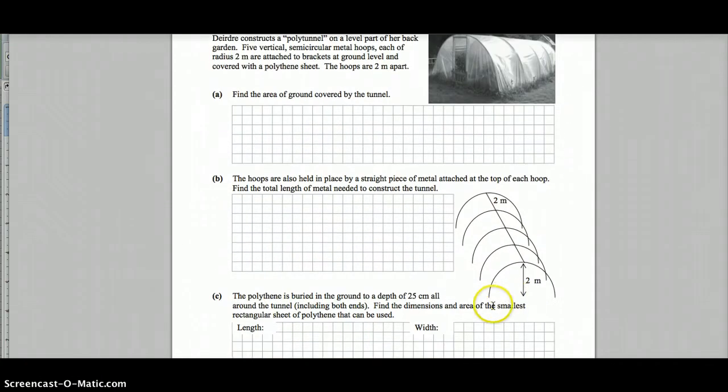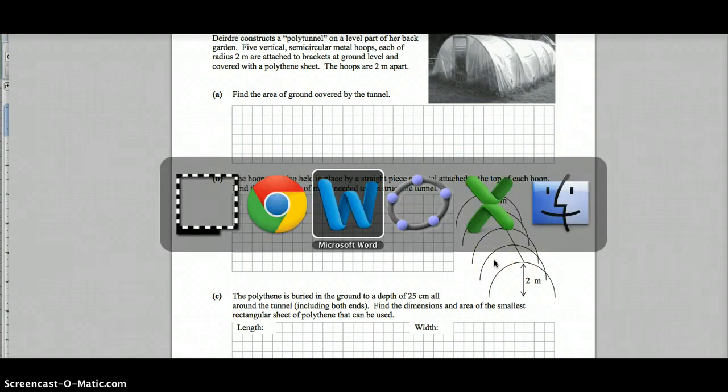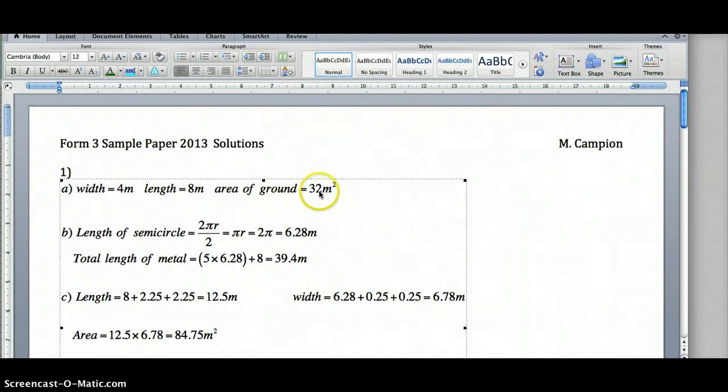If you look at this diagram, the width there is exactly the same as the width of the semicircle, which is the diameter of the semicircle, which is 4, and you've got 8 meters going back, four bunches of 2. So it's just 4 by 8. Gives you the 32, and then your units meters squared.